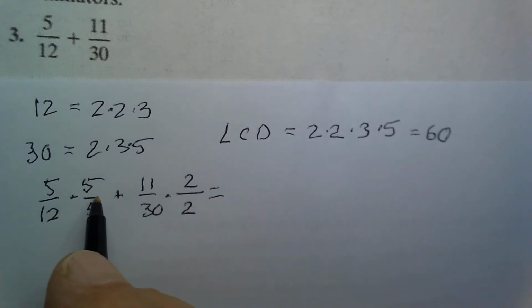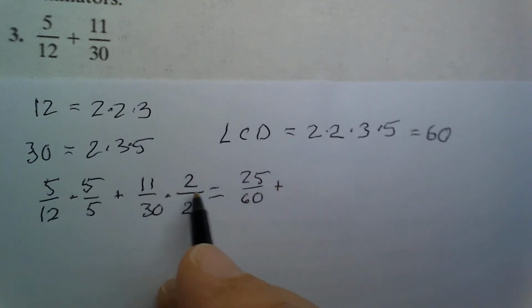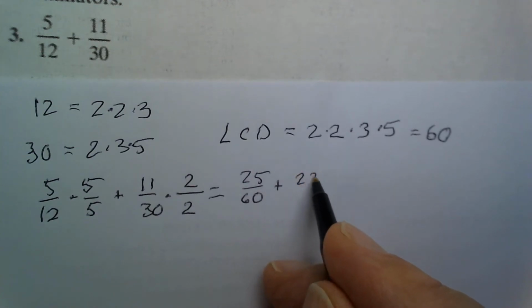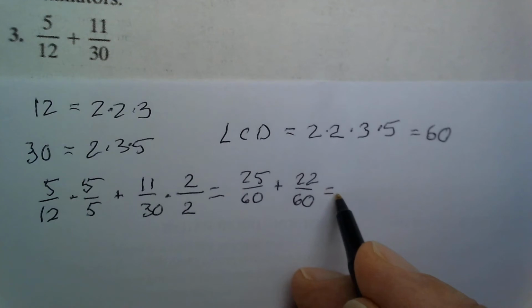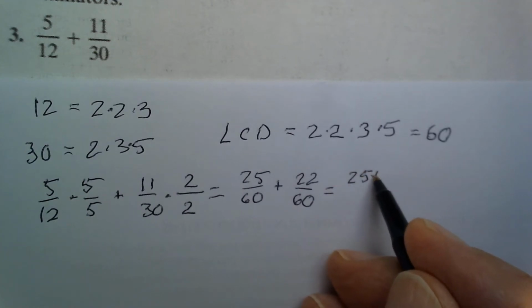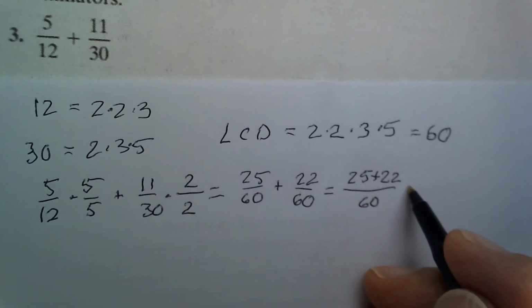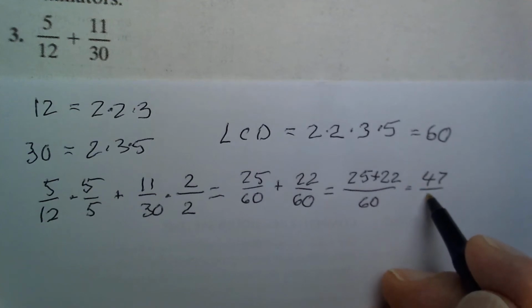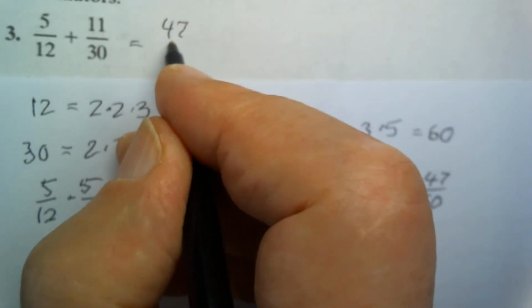So that means we now have 5 times 5 is 25/60, plus 2 times 11 is 22/60, and then that is equal to 25 plus 22 divided by 60, or finally 47 divided by 60, and that is irreducible because 47 is a prime number. So the answer is 47 divided by 60.